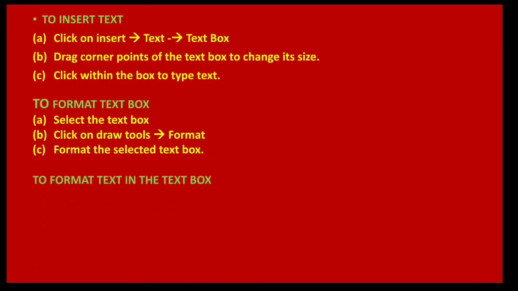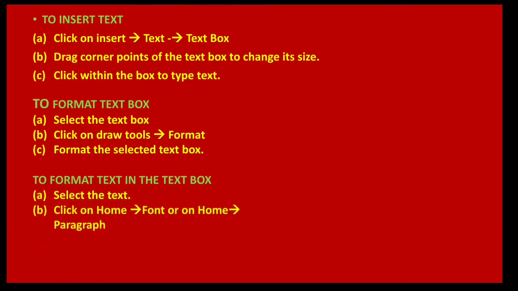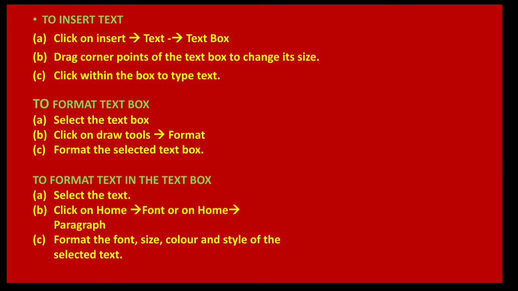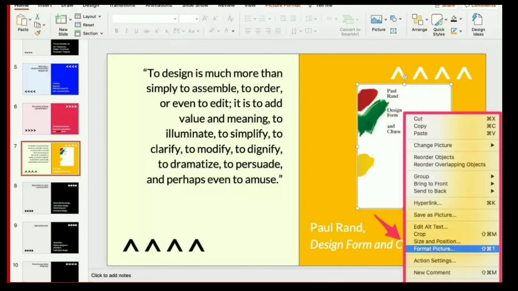To format text in the text box, select the text and click on home and choose font or, on home, paragraph, and format the font, size, color and style of the selected text. So when you do this, it looks like this. You can change the background color, you can change the text, you can increase the size of your text. All this formatting you can do, and this is what the output will be when you ultimately see the text. So it looks more presentable.